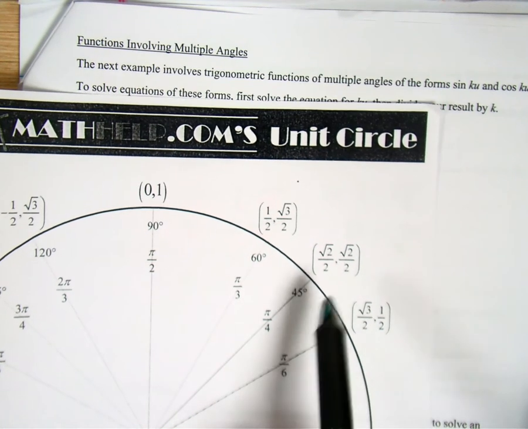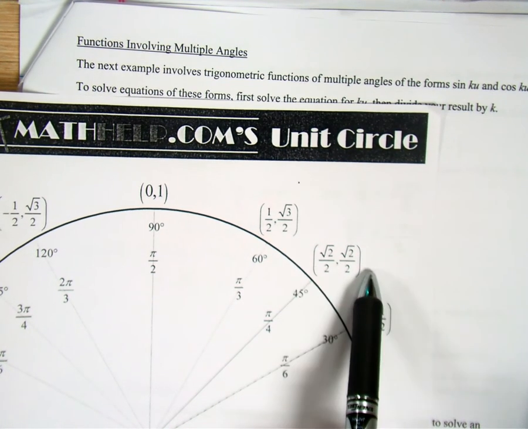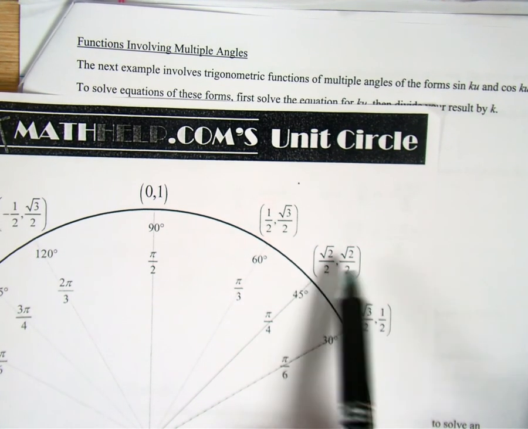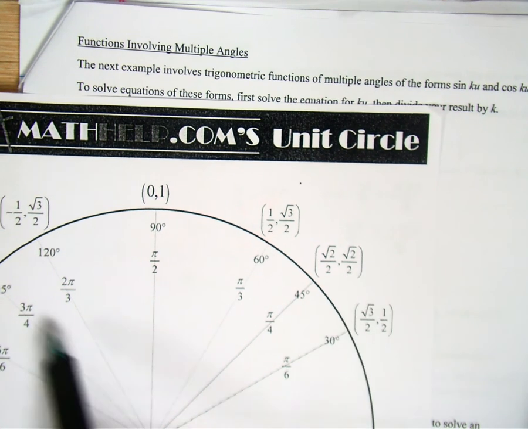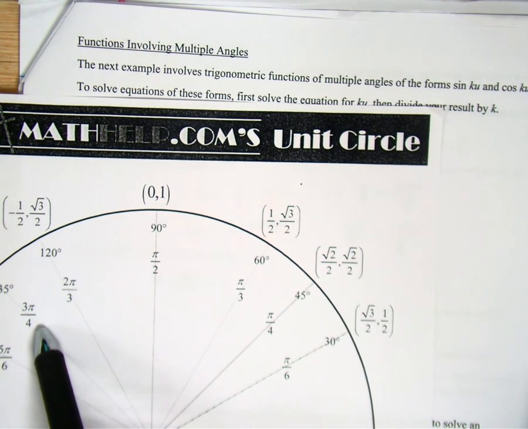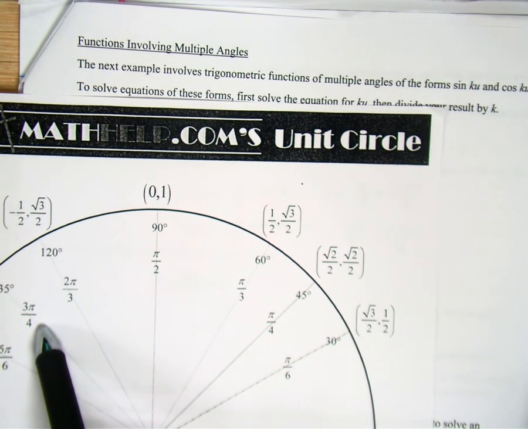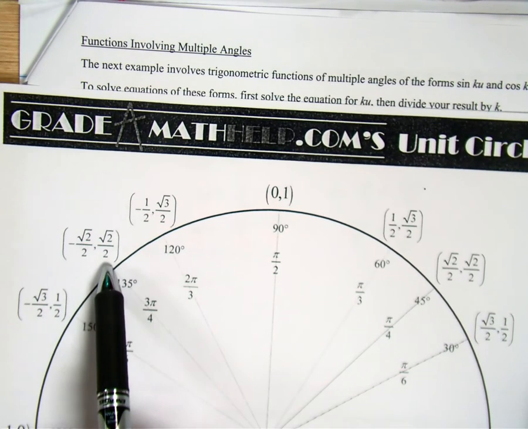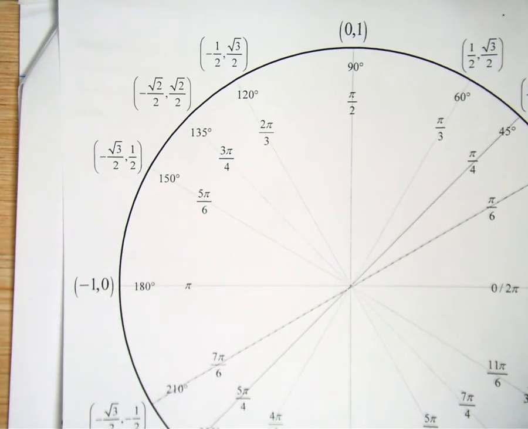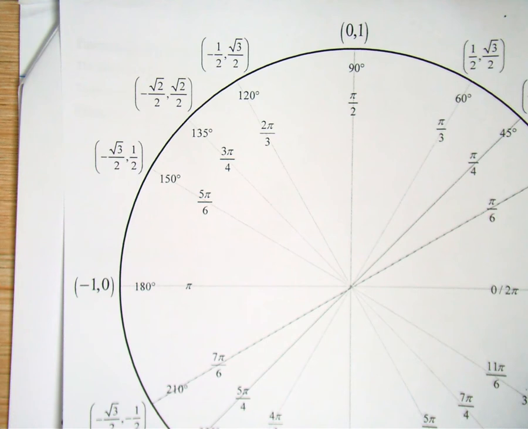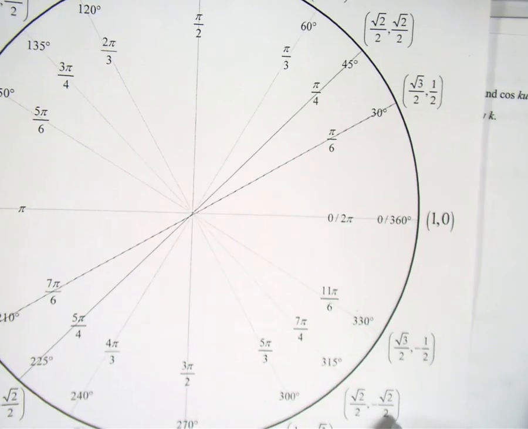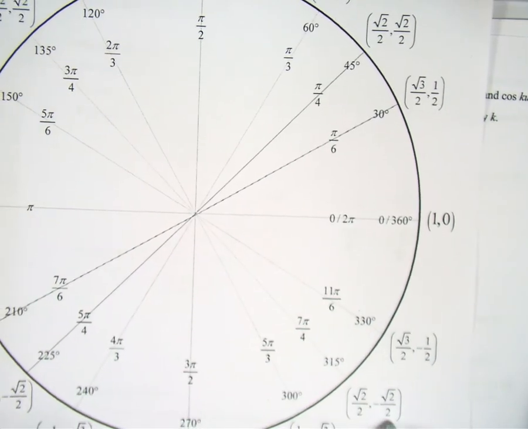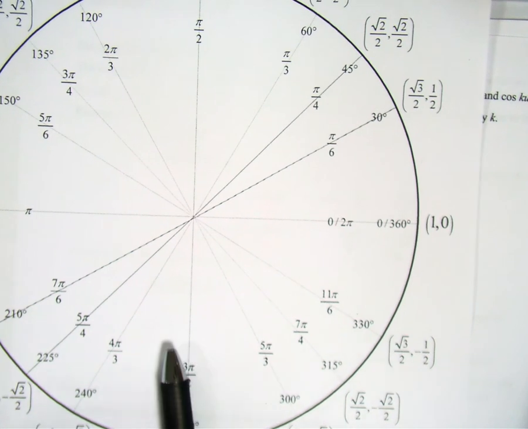So pi over 4, we have positive radical 2 over 2, positive radical 2 over 2. If I divide those, I'd get 1. 3 pi over 4, it's split. We got a negative and a positive, so when I divide those, it's going to be negative. 5 pi over 4, we got negative, negative, so that's going to be positive. And that's one we want. And then 7 pi over 4 is positive, negative, so that is not one that we're going to want. That would equal negative 1.